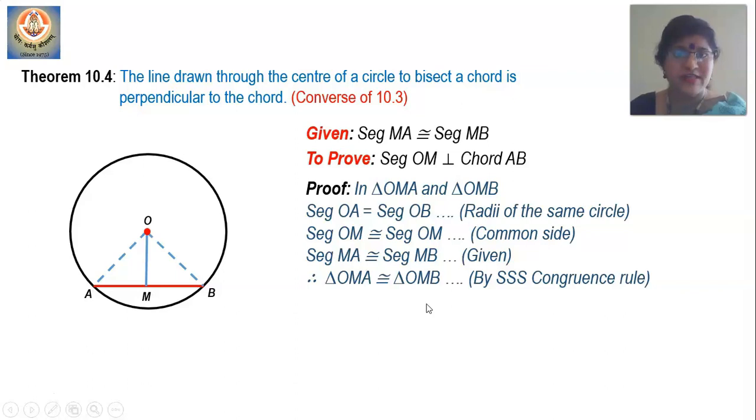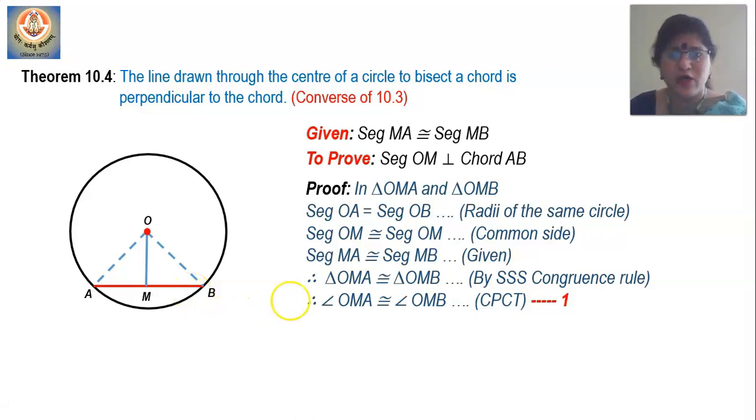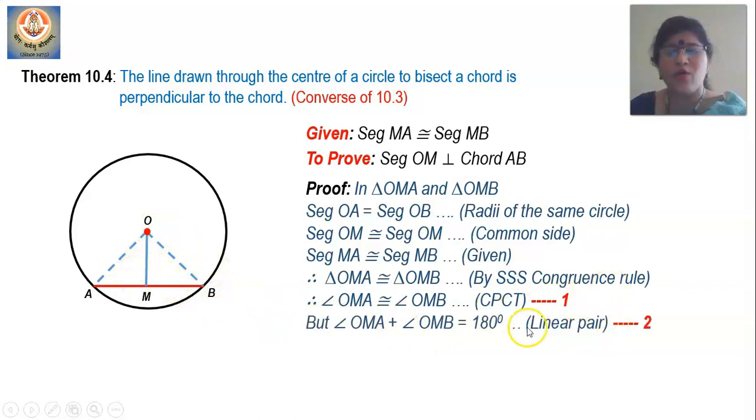And after proving that triangles are congruent, you use CPCT. So according to CPCT, therefore angle OMA is congruent to angle OMB. Here I have chosen the two angles because you have to prove that OM is perpendicular. In order to prove the line is perpendicular, you have to show one of the angles is 90 degrees. In order to prove one angle is 90, we take the angles as CPCT. But these two angles, OMA and OMB, are they not forming a linear pair? So their total is 180.